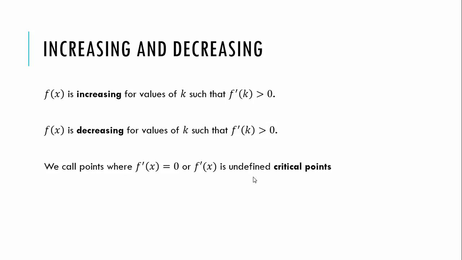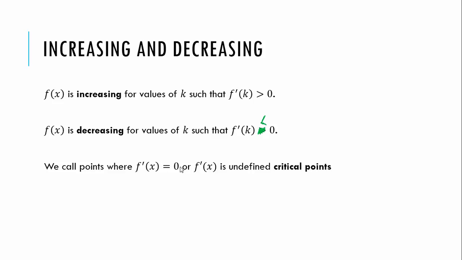So we say f of x is increasing, that means we're going uphill, for values such that the derivative is greater than 0. This basically just means that the slope is positive. This is what we've known since Algebra 1. And f of x is decreasing for values of k such that f prime of k is less than 0. That's a little typo here, so let me scratch that out. That's less than 0.